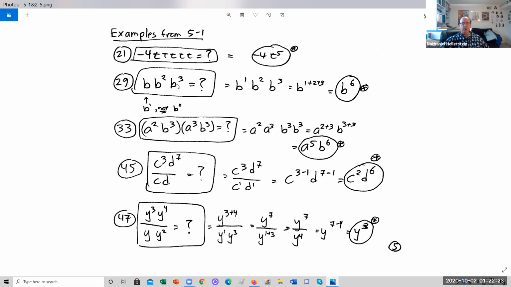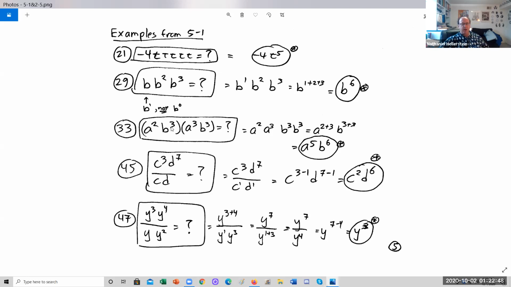b times b squared times b cubed. Now, you have to be careful here because people do make this mistake. They see nothing up here, and so they write b to the 0. That's not true. b equals b to the 1st. So really, we should write this b to the 1 times b to the 2 times b to the 3. So we have b to the sum, 1 plus 2 plus 3. That's b to the power 6.